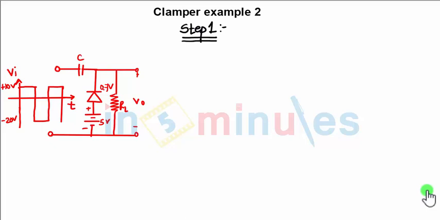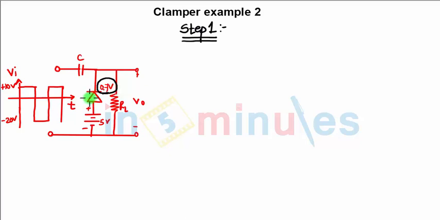The example shown here is very much similar to the example shown in the previous video, but the added thing over here, you can see the drop of the diode of 0.7 volt is considered. That is, the diode is not considered as the ideal diode. We are considering the diode drop as 0.7 volts.